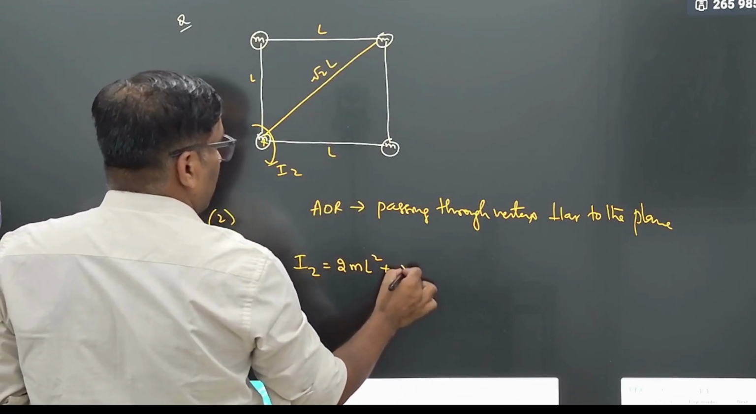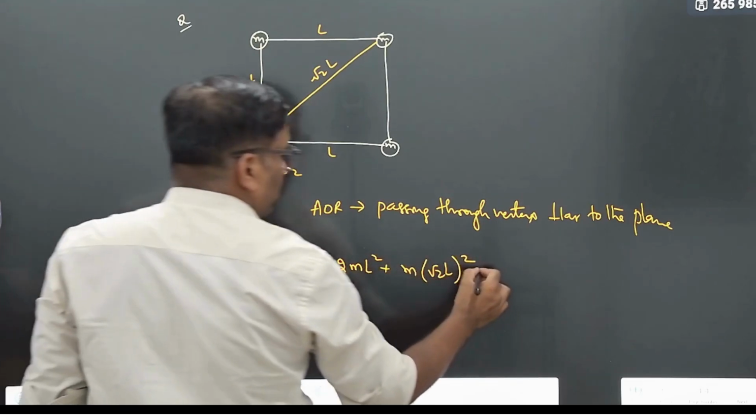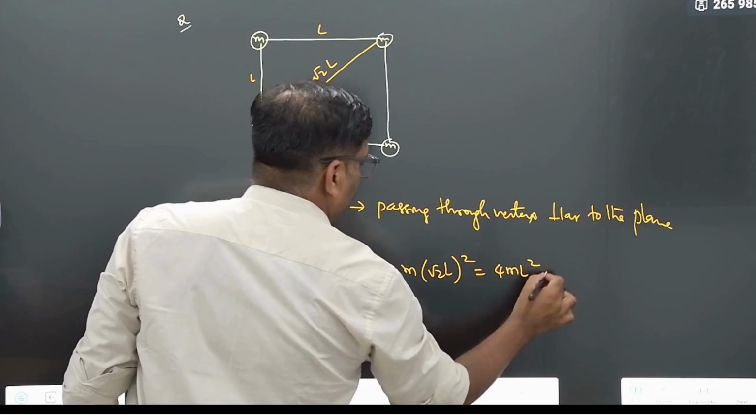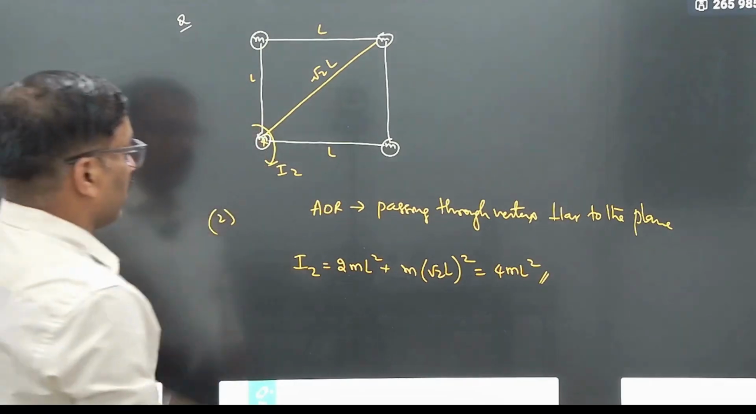Therefore, here m into root 2 into L whole square. So, this you can write it now. Totally it will be equal to 4mL square. This is your moment of inertia of an axis passing through any one of the vertex.